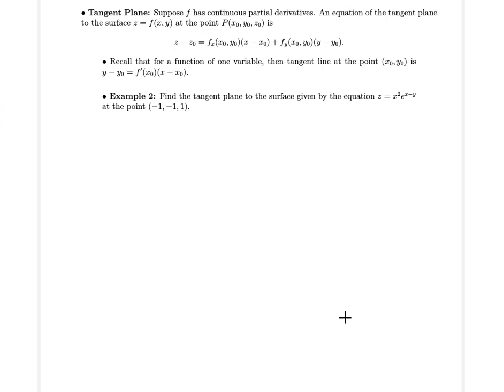All right. So now let's do an example more like you would do in homework, where you don't have to necessarily develop all that, but you can use this formula here. So it says find the tangent plane to the surface given by that equation at the point (-1, -1, 1). All right. So notice first of all that they're using the notation z equals instead of f of x, y equals, right? That's no problem at all.